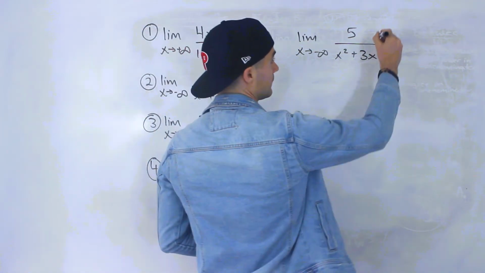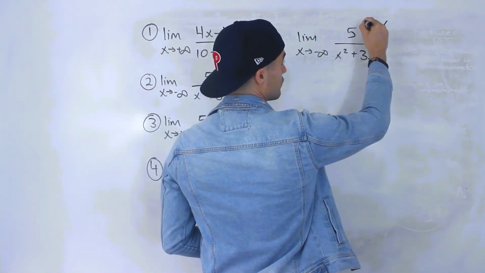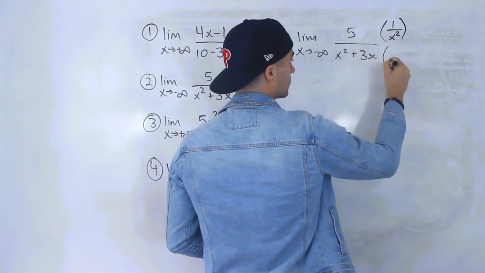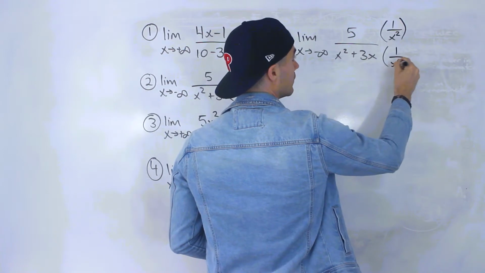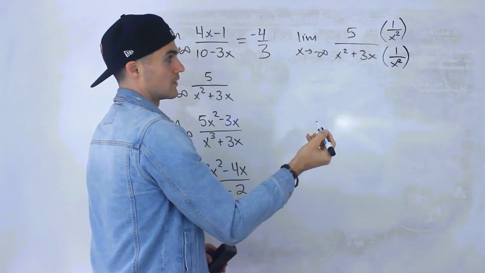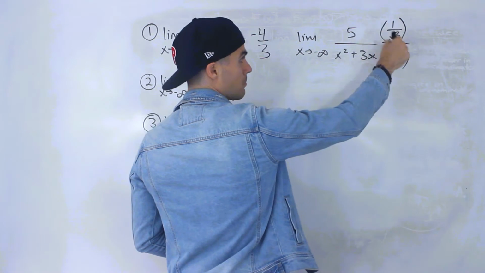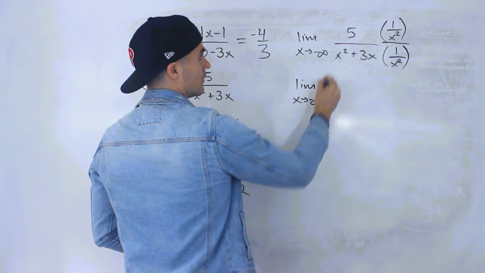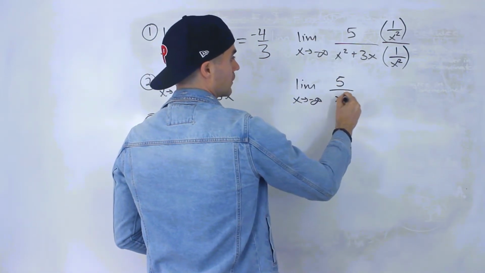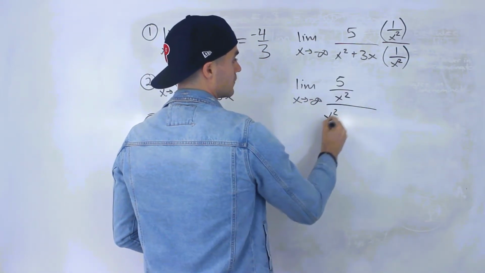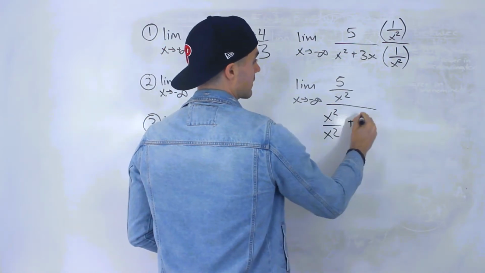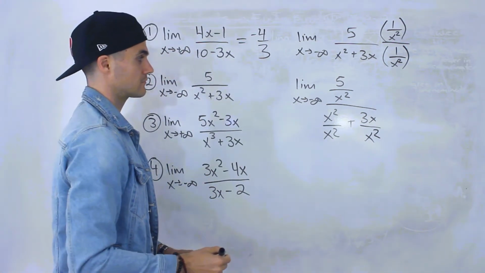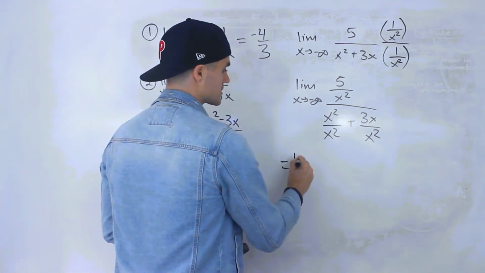So what we're going to be doing is multiplying the numerator by 1 over x to the power of 2, multiplying the denominator by 1 over x to the power of 2. Right? So it's like we're multiplying this entire expression by 1. And what will happen, this 5 will be over x squared, this x squared will be over x squared, and then this 3x will be over x squared as well. And then what you want to do is you want to simplify this.